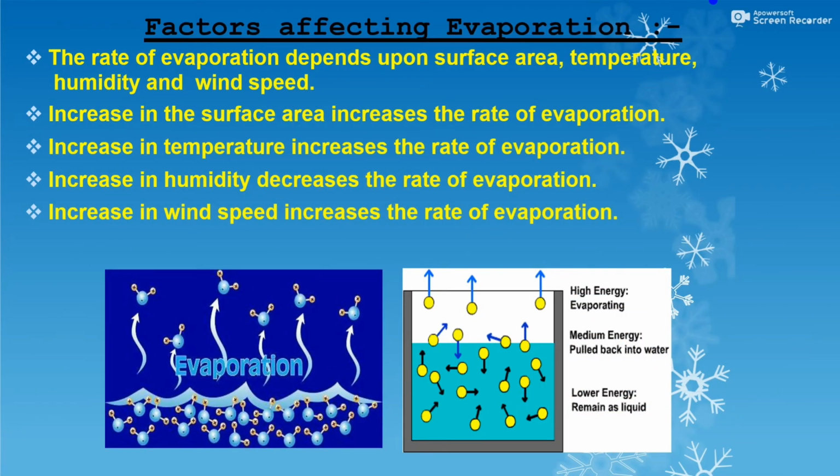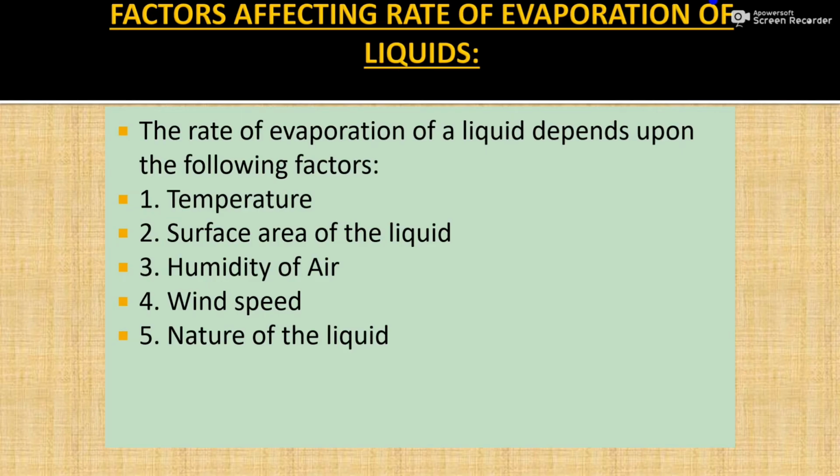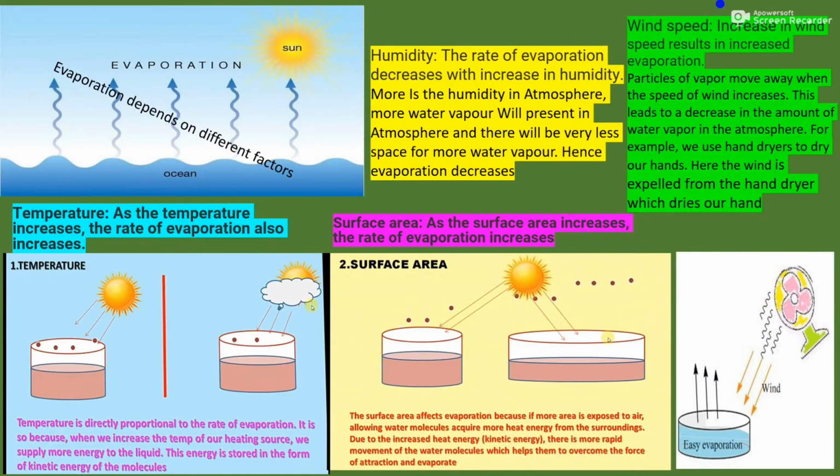Then factors affecting evaporation. The rate of evaporation depends upon surface area, temperature, humidity, and wind speed. We will discuss one by one. Increase in the surface area increases the rate of evaporation. Increase in temperature increases the rate of evaporation. Increase in humidity decreases the rate of evaporation. Humidity means presence of water particles in the air. So when there are water particles in air, how can evaporation occur? So humidity decreases the rate of evaporation. Increase in wind speed increases the rate of evaporation. So these are the factors affecting evaporation.